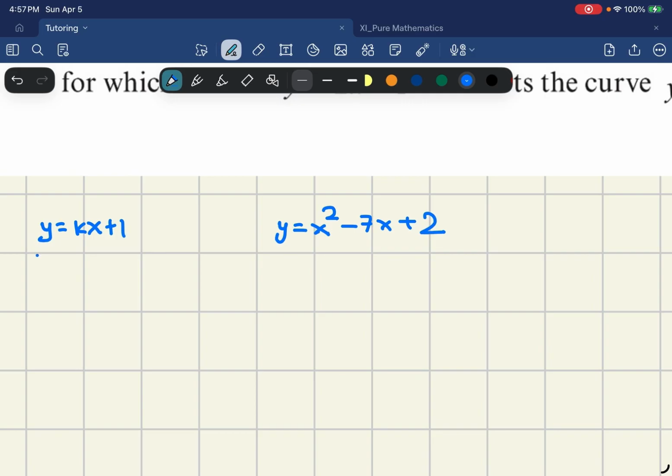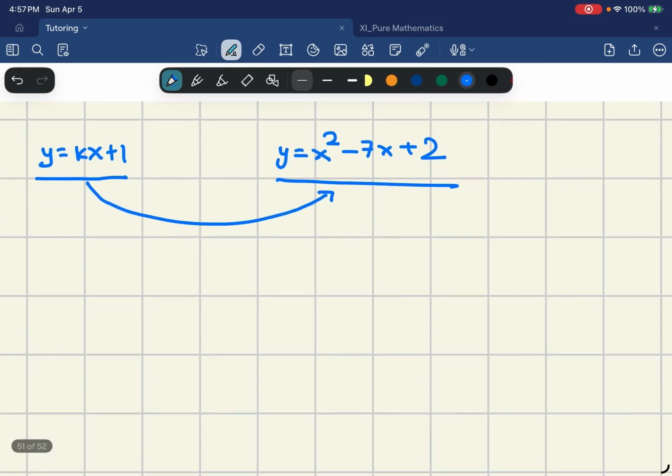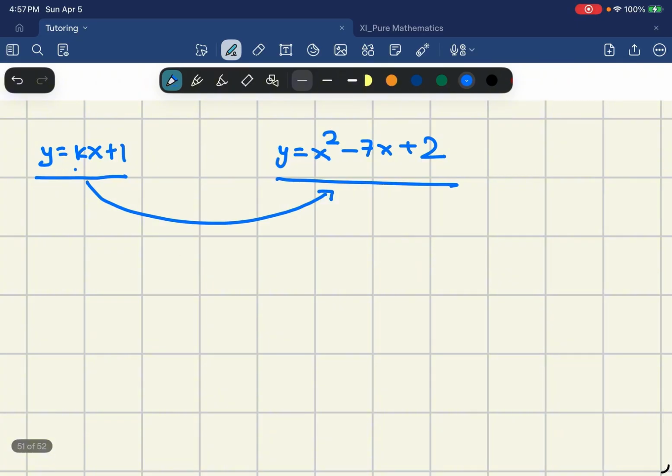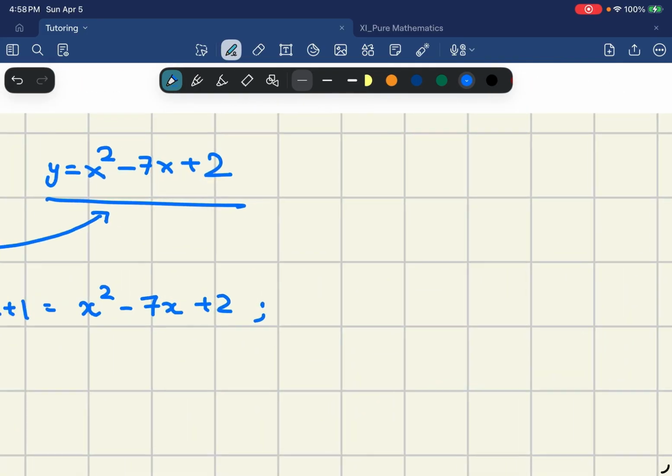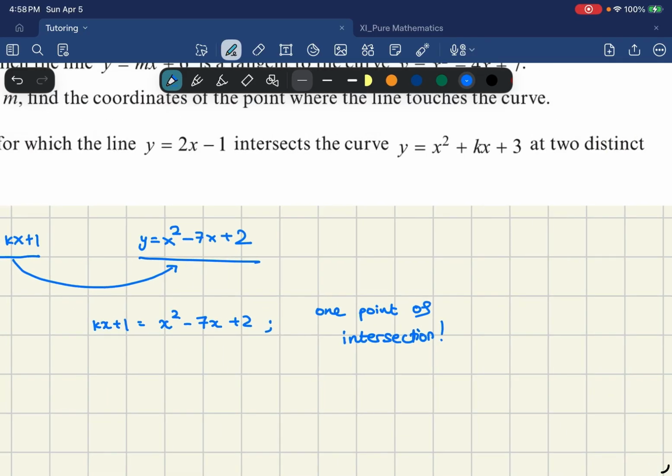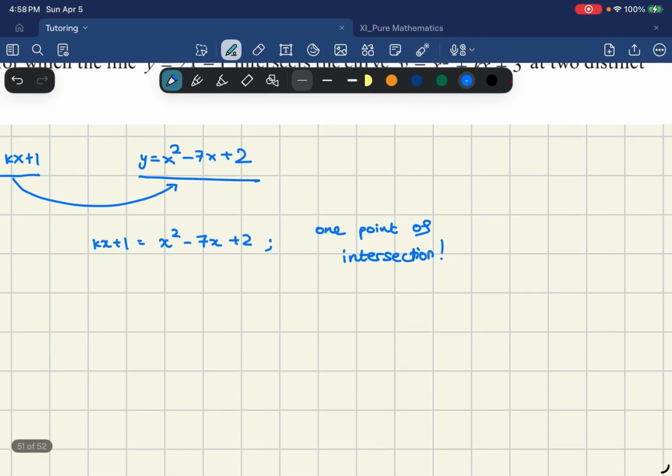All right, so we have two equations, equation 1 and equation 2. Let's substitute equation 1 into equation 2. Because y is already given, I can say that kx plus 1 is equal to x squared minus 7x plus 2. And we want a tangent. So we only want 1 point of intersection. If our straight line is tangent to the parabola, then we only have 1 point of intersection.